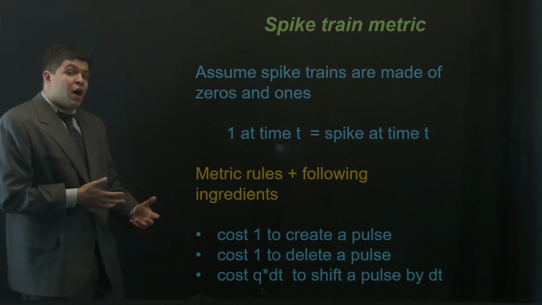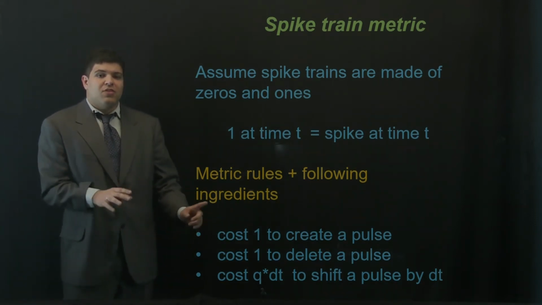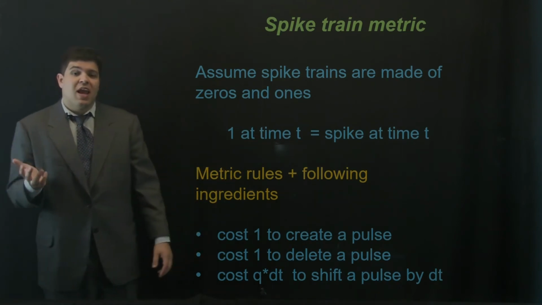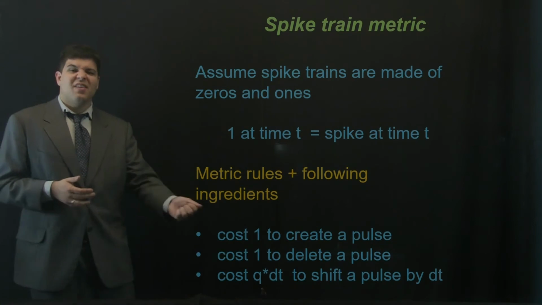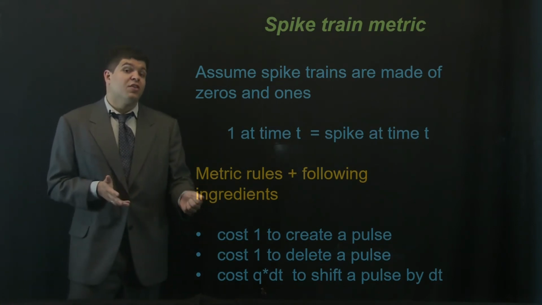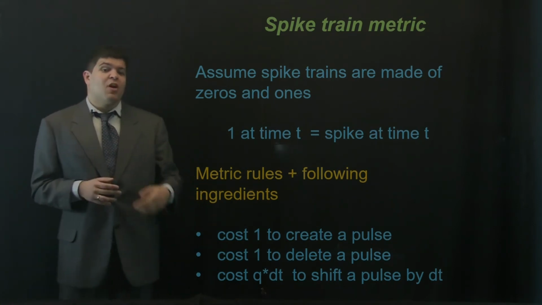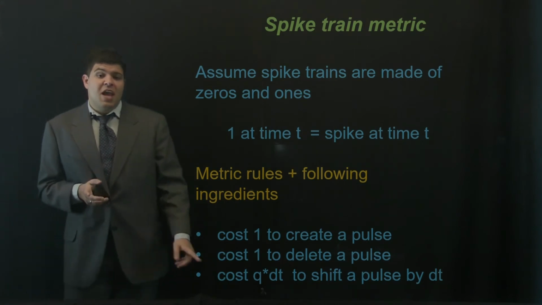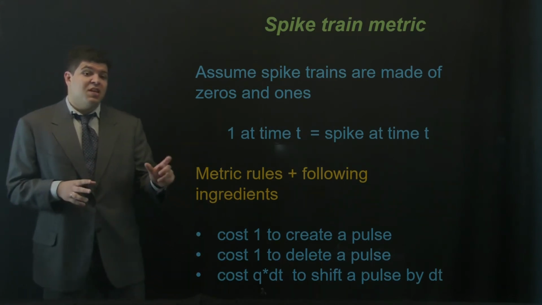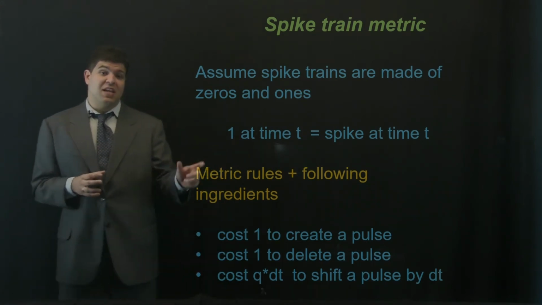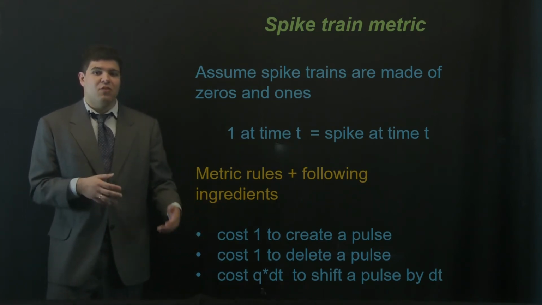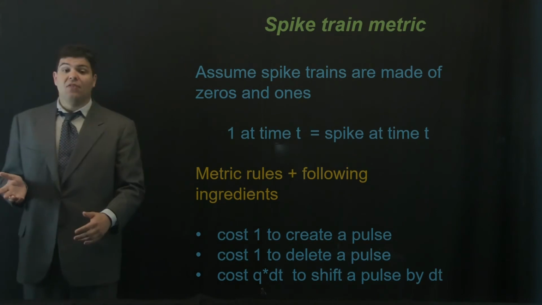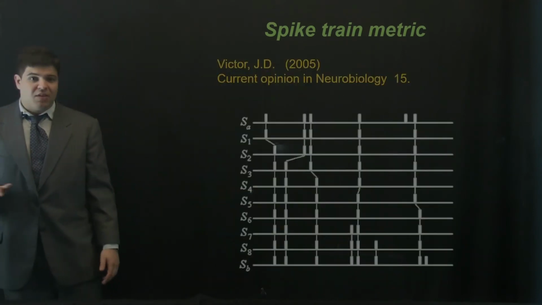Let's add the following ingredients. If we're trying to compare spike train A with a spike train B, let's say it would cost 1 to create a spike on top of spike train A, it would cost 1 to delete a pulse, and it would cost Q times delta T to shift a pulse by delta T. So we have these ingredients that tell you how costly it is to transform one spike train into the other. Okay, so let's look at an example.